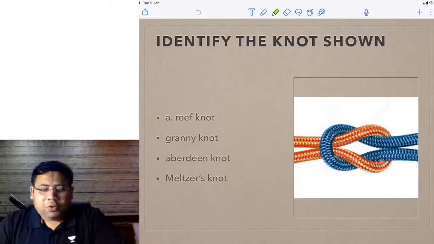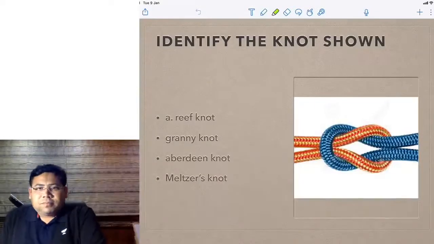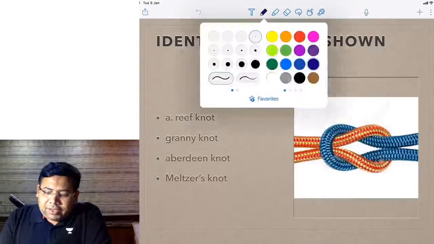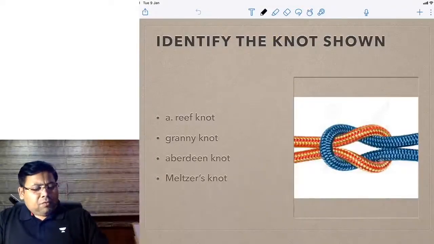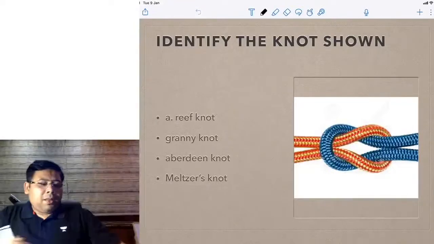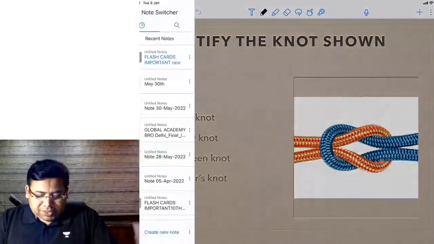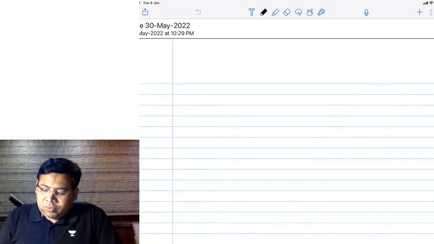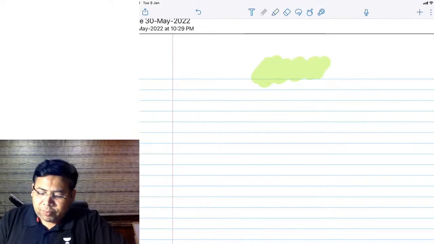Identify the knot shown in this image. Whenever we get a question on knots, one very important thing is that we are often not able to understand what is a granny and what is a reef in the image. So, last minute discussion for you people, whether it is a granny or a reef. We'll have a quick revision on this topic.